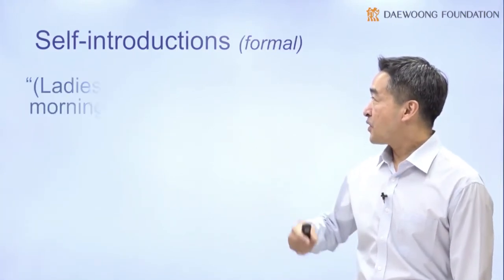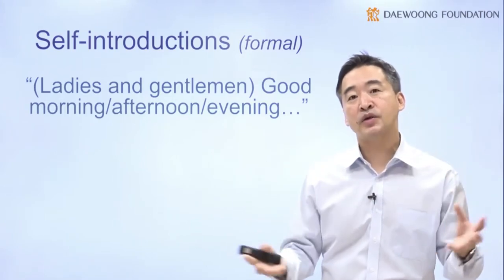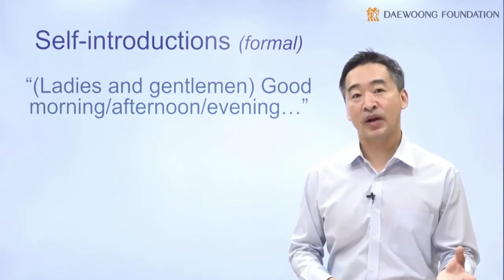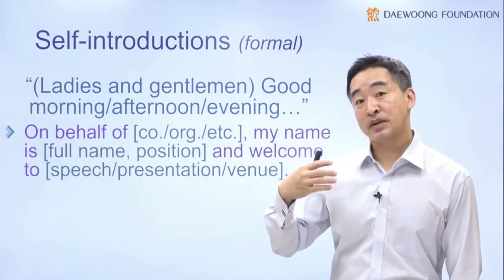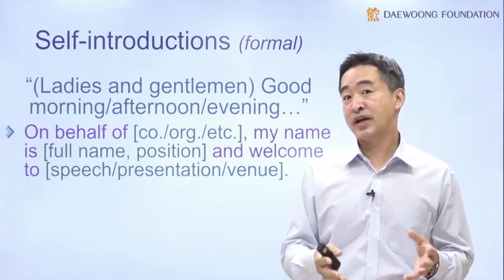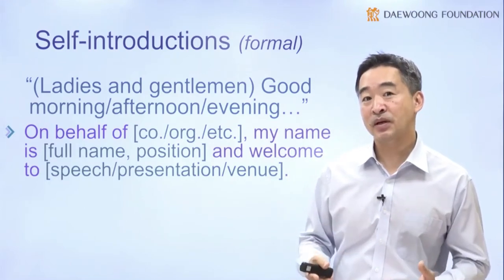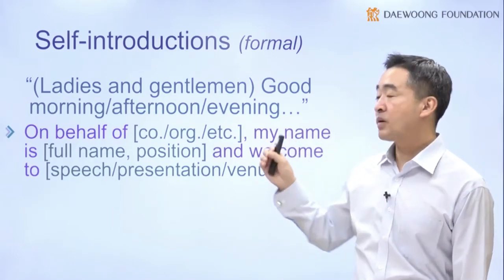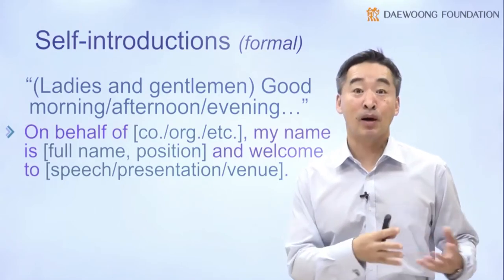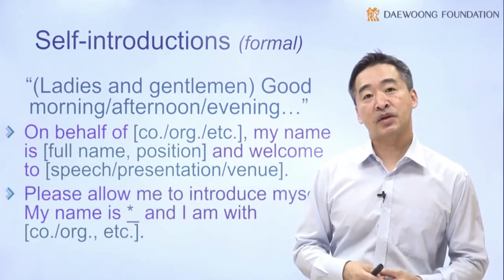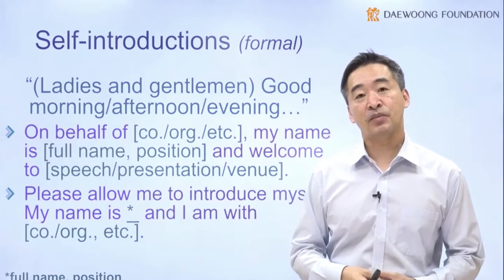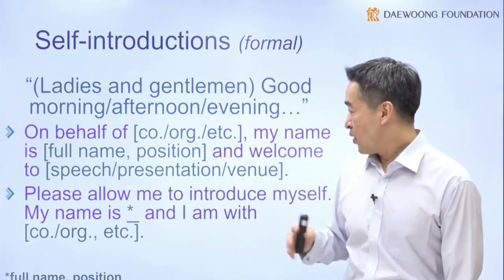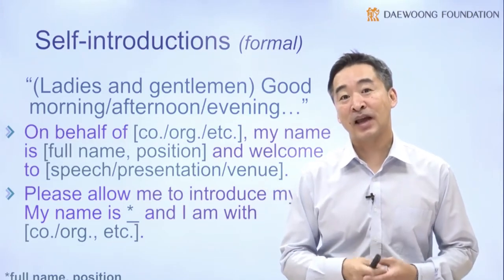First of all, if you're in a formal setting, you're going to always want to give a salutation. For example, ladies and gentlemen, good morning. You can follow that up with something like, on behalf of Korea National Diplomatic Academy, my name is Paul Kim, I am a lecturer, and welcome to today's presentation on public speaking. Or you could say something like, good morning, ladies and gentlemen. Please allow me to introduce myself. I am Paul Kim with the Korea National Diplomatic Academy.